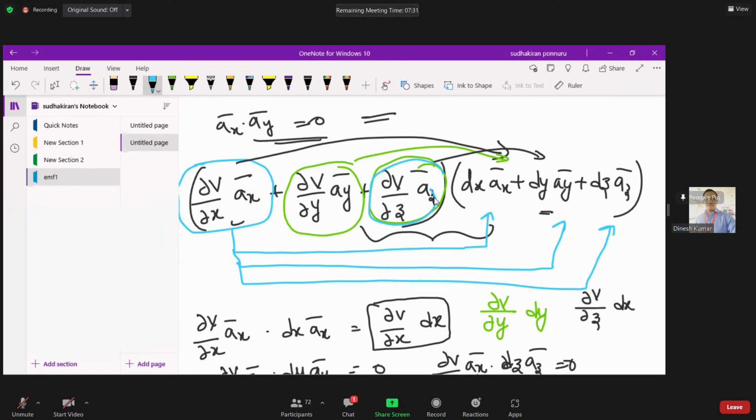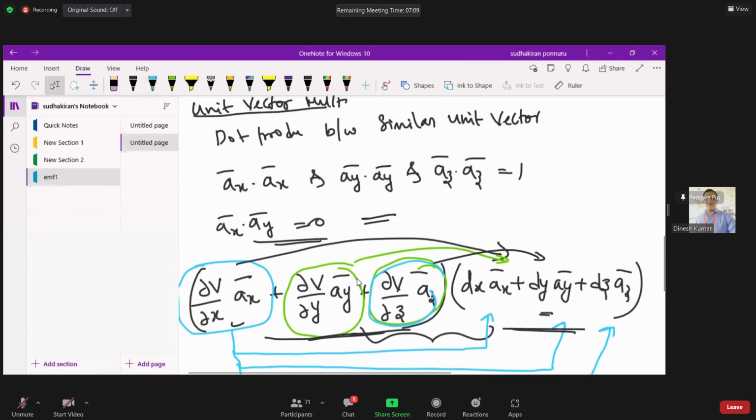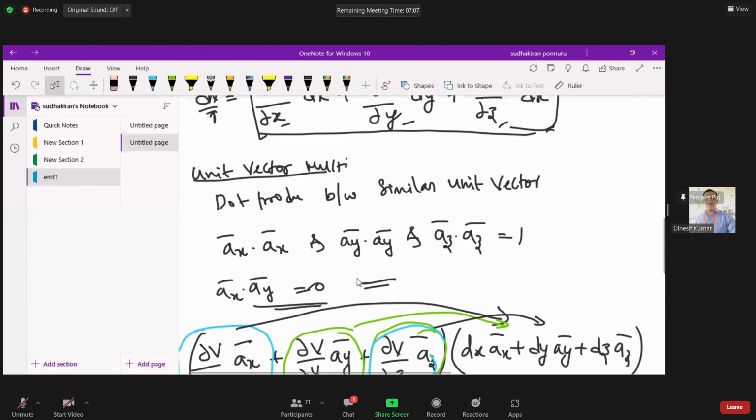Therefore, if you do the product between this term and this term, you will get the value dou v by dou x into dx plus dou v by dou y into dy plus dou v by dou z into dz, which is nothing but our above expression. So this is our above expression. Now how am I writing this above value?